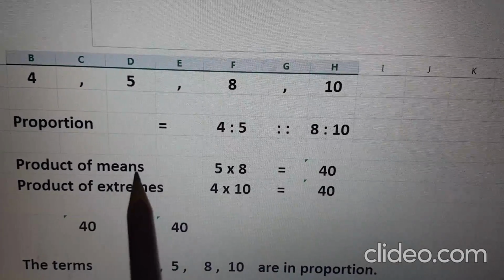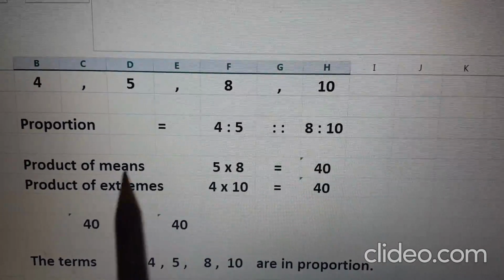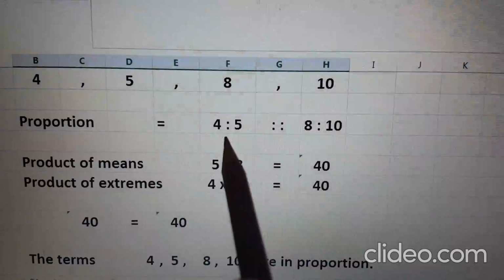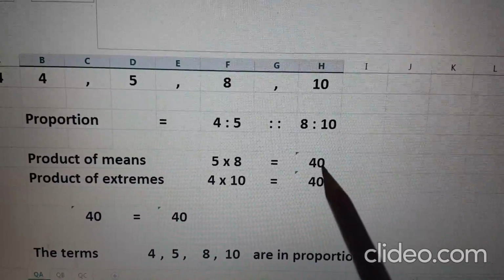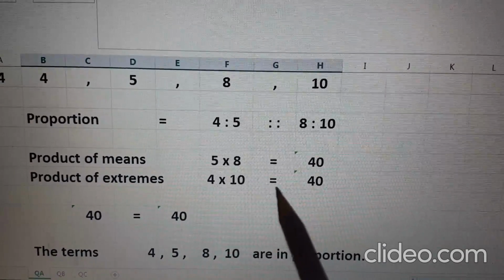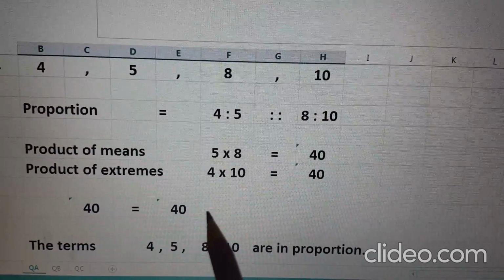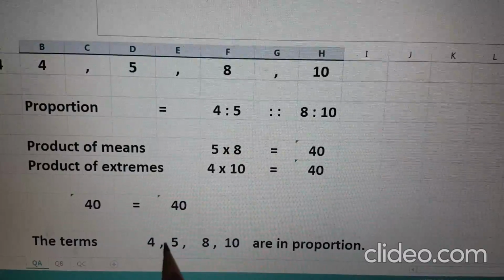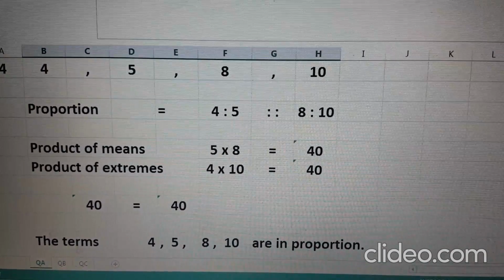The product of means is 5 into 8 and the product of extremes is 4 into 10. So 5 into 8 is 40 and 4 into 10 is also 40. So 40 is equal to 40. Therefore the terms 4, 5, 8 and 10 are in proportion.